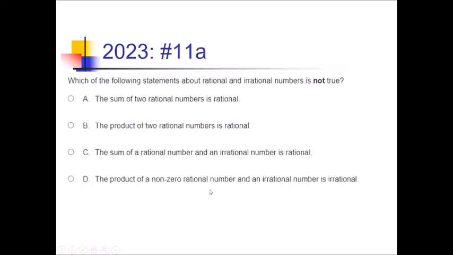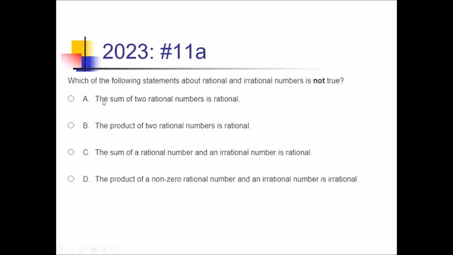This question is a two-parter dealing with relationships between rational and irrational numbers. On the first part, they're just kind of helping us review some of the rules for how these numbers interact with each other, and they're asking us which of these statements is not true. So that means 3 of these will be true. Okay, let's go through them and see what we can eliminate.